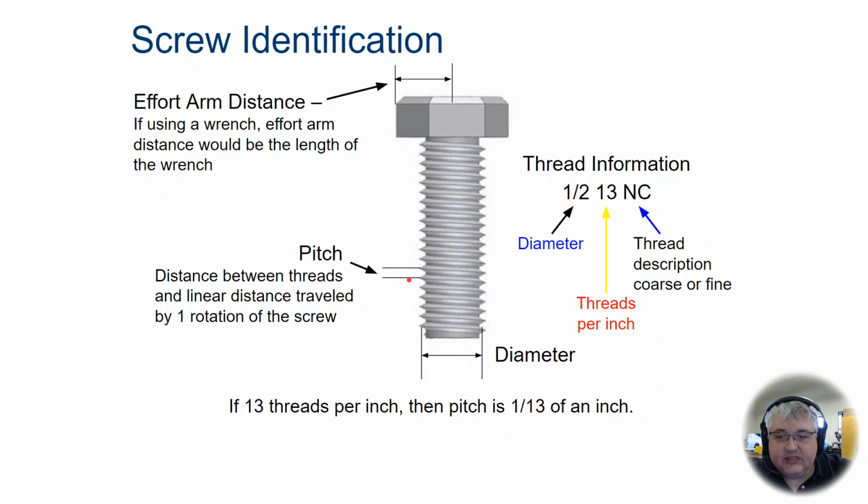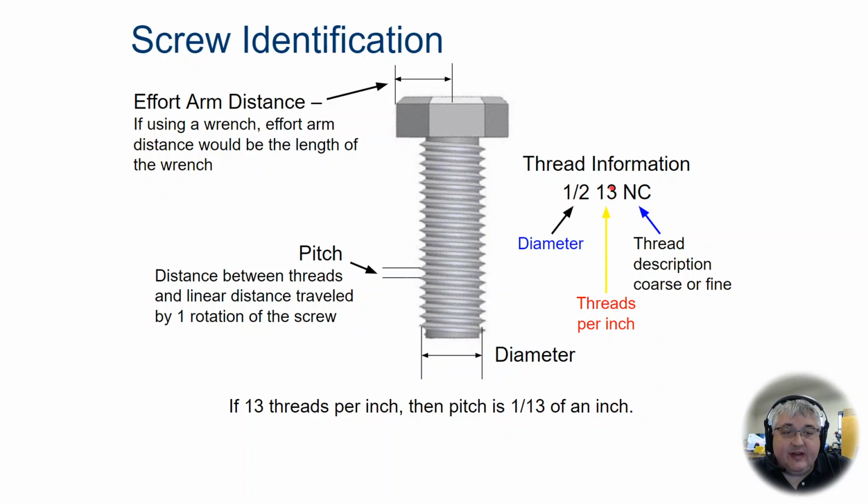Okay, pitch is the distance between threads that's traveled by one rotation of the screw. And I like to think of it like from one peak to another peak, or one valley to another valley. And you should have learned this in IED, right? When we look at a thread callout on a drawing, the first number is the diameter of the thread. That's the nominal diameter of the thread. And then the second number is how many threads per inch.